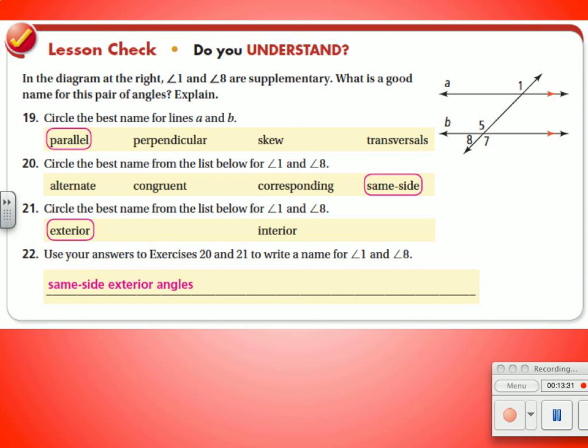All right, so that's our lesson for 3-2. It's dealing with parallel lines cut by a transversal and how the angles that are created relate. Remember that alternate interior angles are congruent, alternate exterior angles are congruent, and corresponding angles are congruent. And finally, same side interior angles are supplementary.